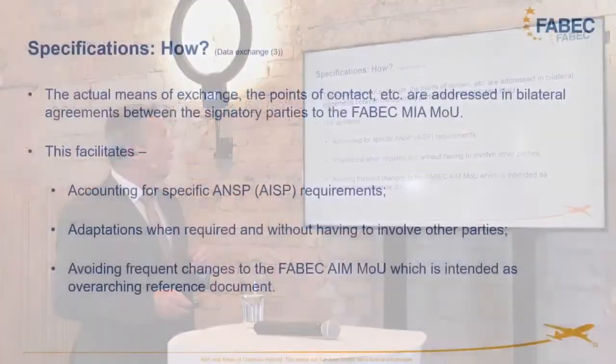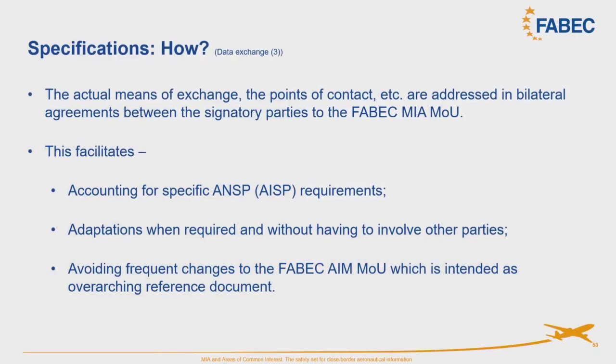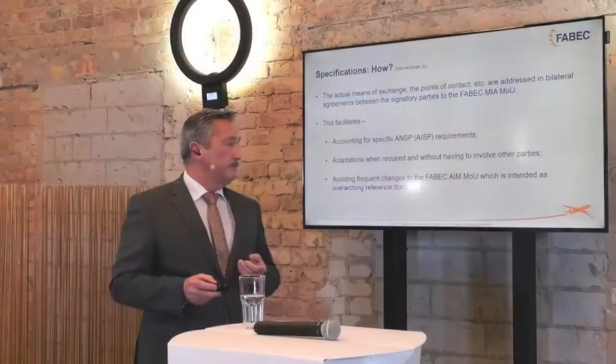Okay? The how is actually defined in the RIBs. The how will specify the actual means of exchange, the points of contact, for example, and so forth. So more details are given in the bilateral agreements. Well, it's natural because it would account for specific ASP requirements or NSP requirements, the adaptations when required without having to involve other partners, and more important as well, in avoiding frequent changes to the MOU, which is the umbrella document, and should stay rather stable.